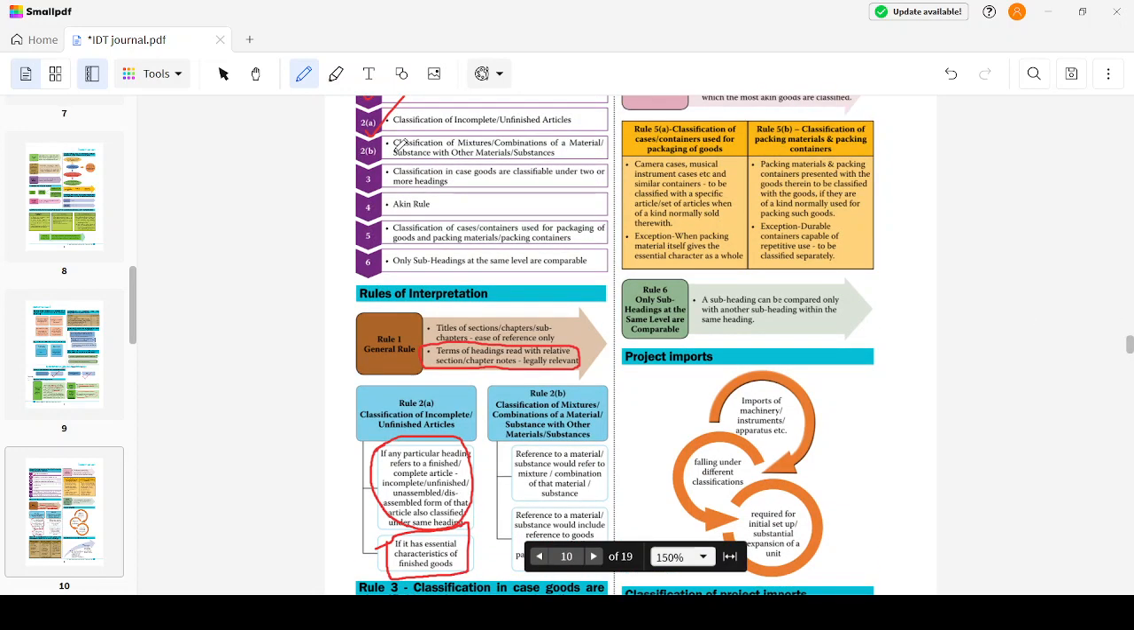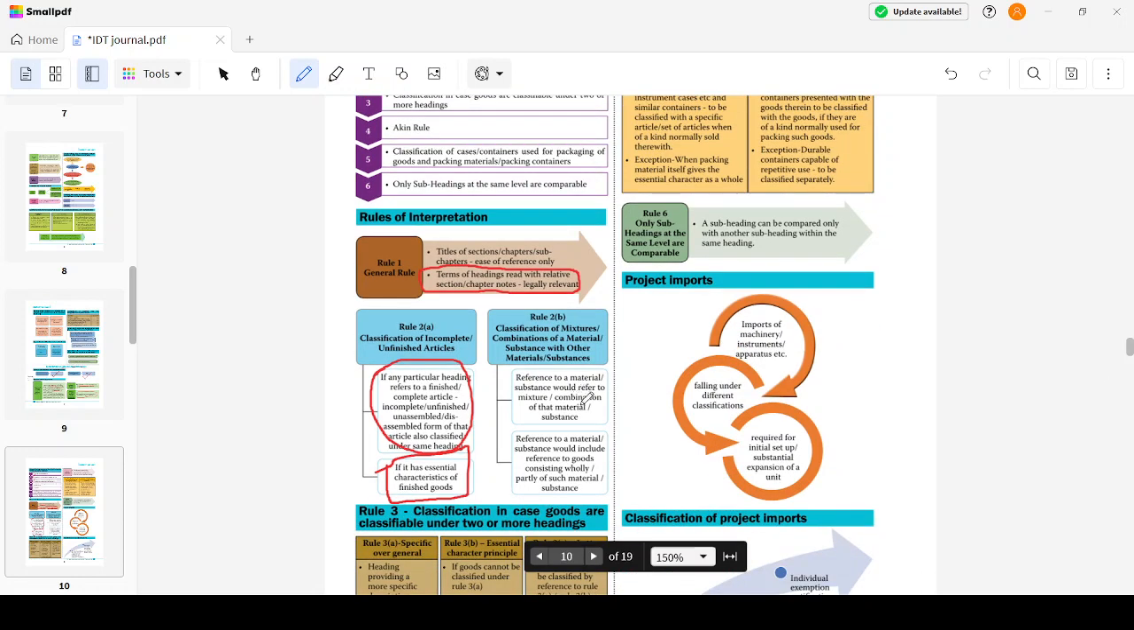Okay. Classification of mixtures or combination of material or substance with other materials or substances. A mixture or combination is there, so what do I have to do? Reference to a material or substance would refer to the mixture or combination of that material or substance. Reference to a material or substance would include reference to goods consisting wholly or partly of such material.